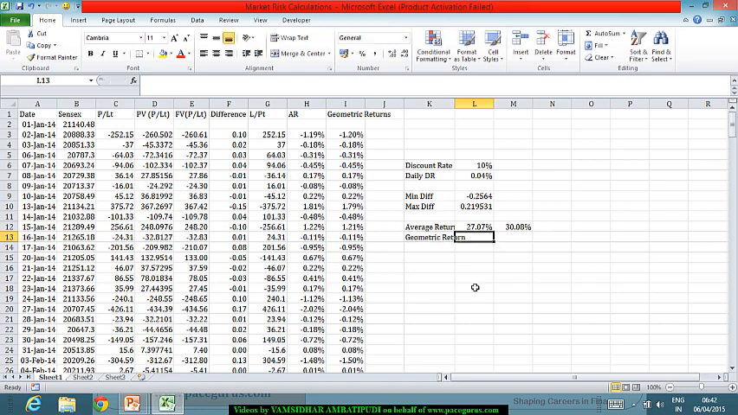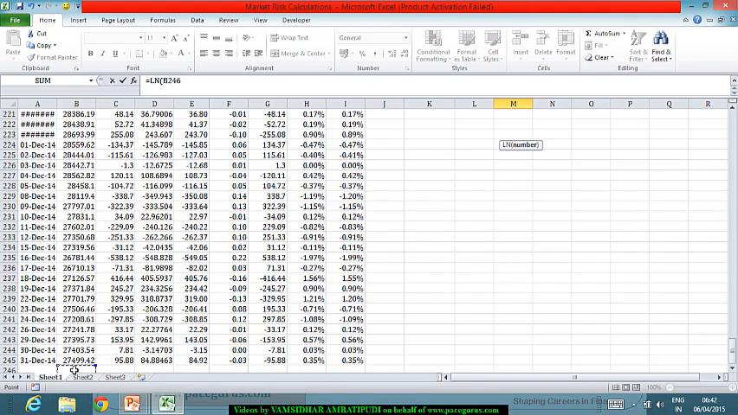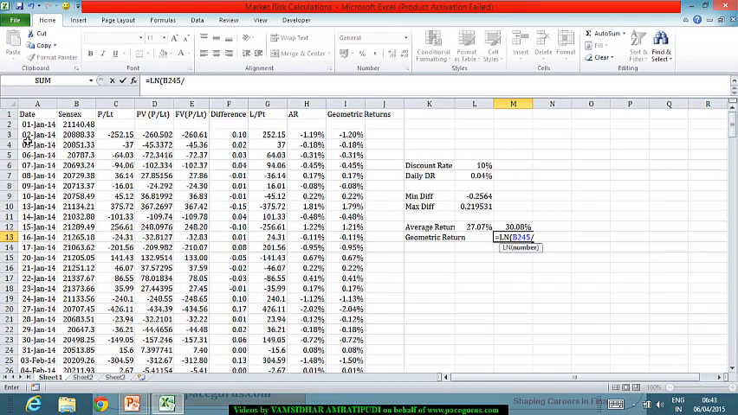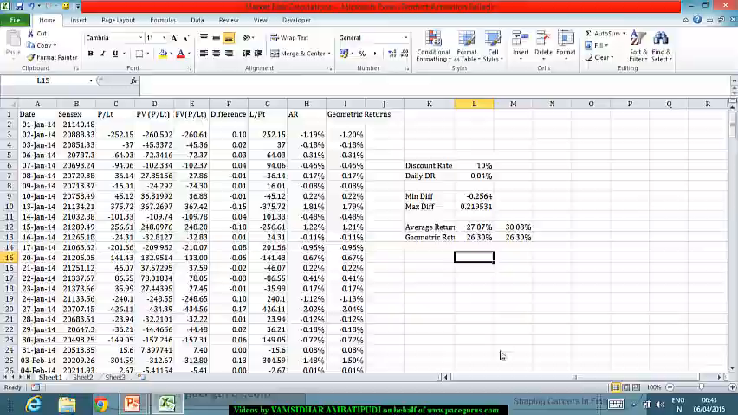If I try doing the same exercise, let me do it directly from the data: the logarithm of the last day's price divided by the first day's price. Now this is giving me that the return is around 26.29, or 26.3%, and even when I do the summation of the geometric returns here, I am getting exactly the same, 26.3.